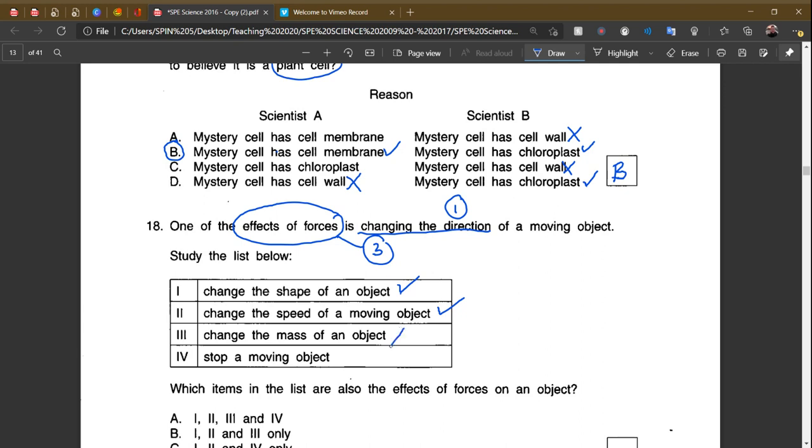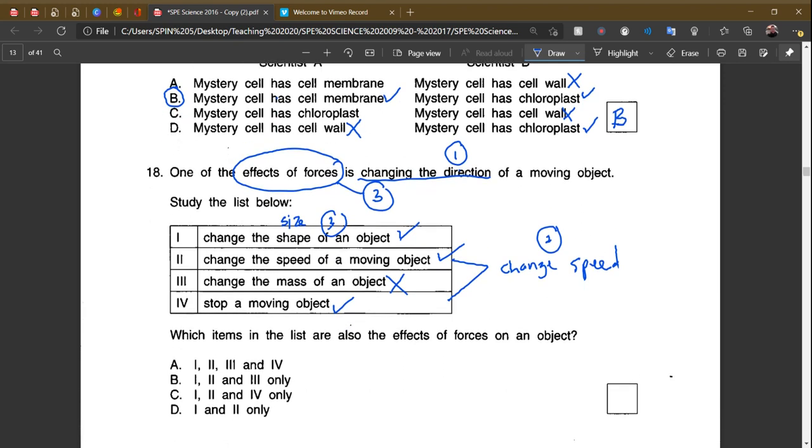Change the mass of an object. Nope, not possible. Then stop a moving object. Yes, it's possible. When you stop a moving object, you're talking about speed. So change speed, change direction, and change shape or size. These are the 3 main effects of force. Mass is the one thing that should not be able to be changed. So which items in the list are also the effect of force? So the answer is 1, 2, and 4 only. Therefore, the answer is C.